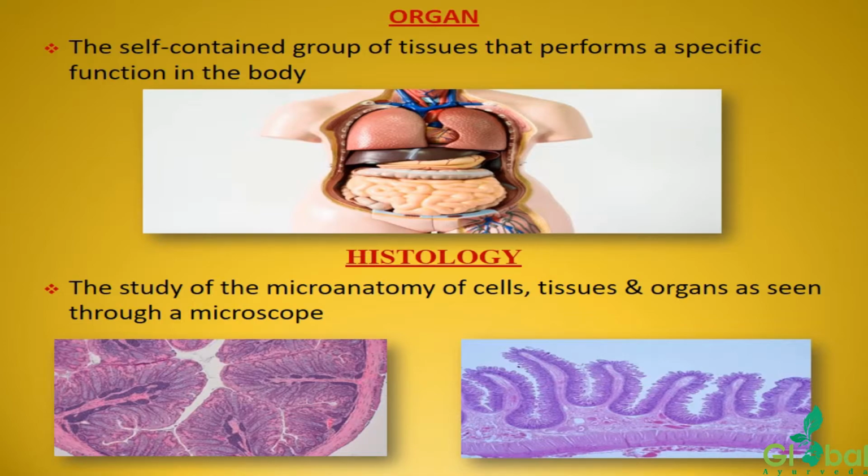And what does it mean by histology? Histology means the study of the microanatomy of cells, tissues and organs as seen through a microscope. So throughout the cell, tissues, organ, what kind of abnormality happens, that we will find under histology. And as a result of histological investigations, we will go with further diagnosis and conclusion.